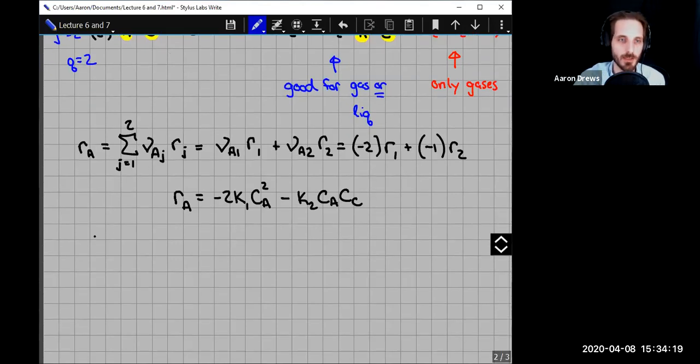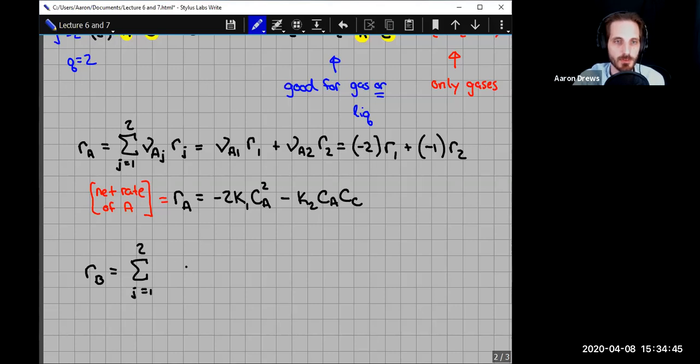If we wanted to write the net rate, so I should just specify, net rate of A is what we just wrote. This is the net rate of A. If we wanted to write the net rate of B, that's R sub B. The sum looks similar. It's still going to be a sum from J is 1 to 2, except now the stoichiometric coefficients are that of B in reaction J times the rate of reaction J, nu sub B1 R1 plus nu sub B2 R2.